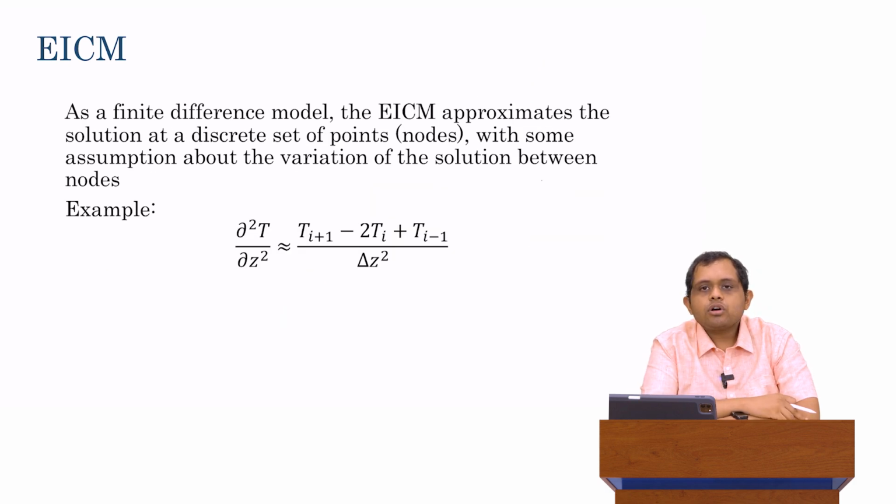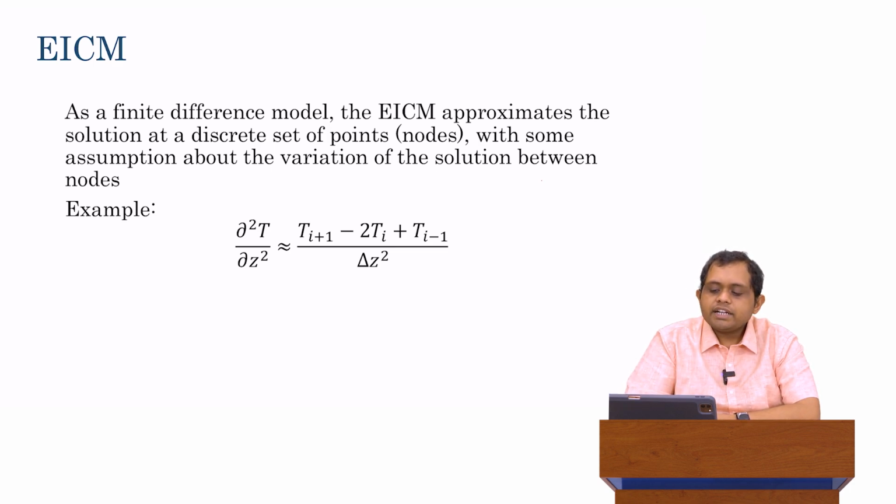The last thing I wanted to talk about is this discretization. So I had mentioned previously that the EICM is a finite difference model. It's the explicit part I'm not going to discuss over here, but it's a finite difference model, which is a numerical model. So if we have a continuous, it's a 1D model.